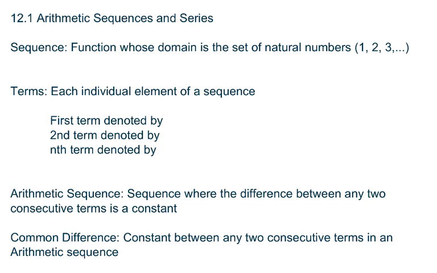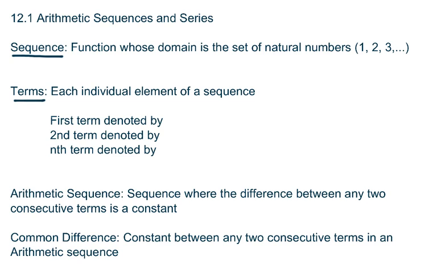So the first vocabulary term in 12.1 is sequence. A sequence is simply a function whose domain is the set of natural numbers. Remember, the set of natural numbers is all the positive integers, does not include 0. So the numbers you first learn to count when you're a little kid, 1, 2, 3, 4, all the way up forever. The terms of a sequence are each individual element of a sequence.